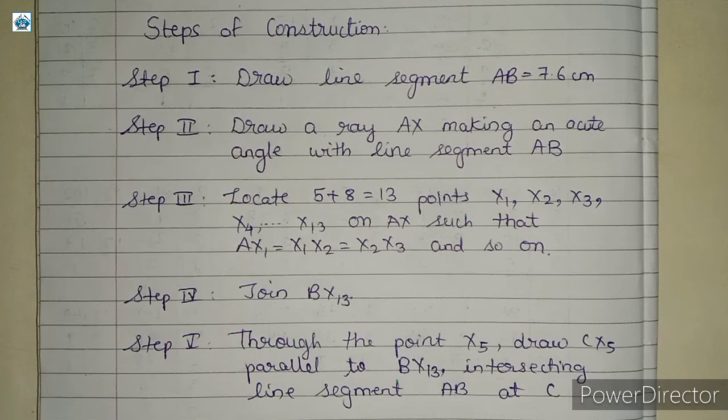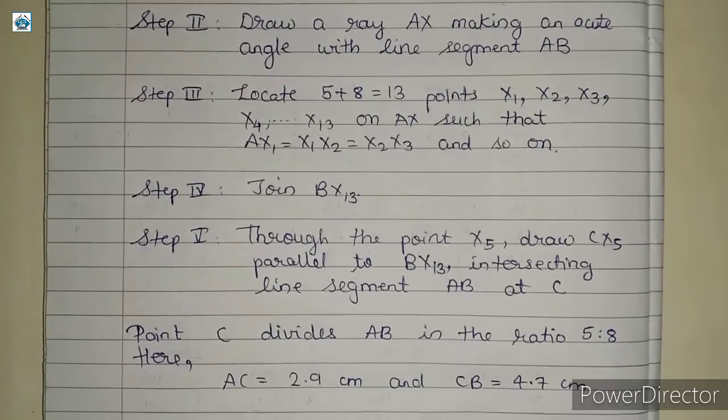So these are the steps which we performed for the construction. So here point C divides AB in the ratio 5:8. And we are also asked to measure the line segments, the two parts. So here AC is equal to 2.9 centimeter and CB is equal to 4.7 centimeter.